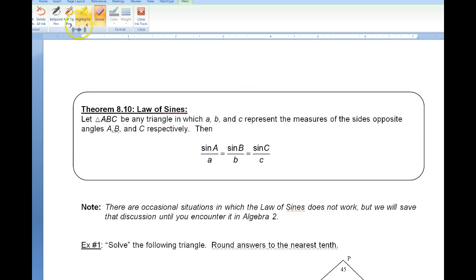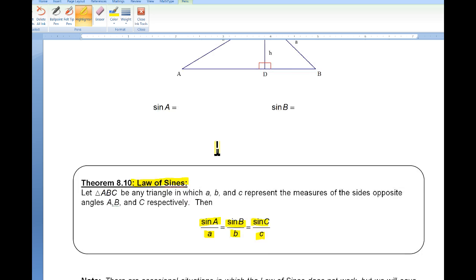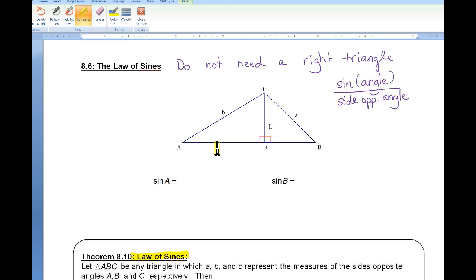Okay, here's the law of sines. The law of sines basically says that the sine of an angle over the side opposite is going to be proportional to the sine of another angle and the side opposite to it. So basically, you could take any two of these ratios, set them equal to each other, and you just have yourself a proportion. So what I'd like to do is actually prove the law of sines.